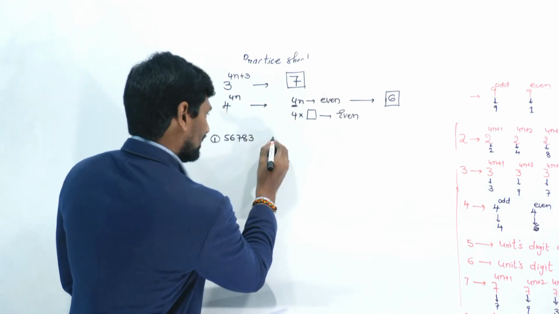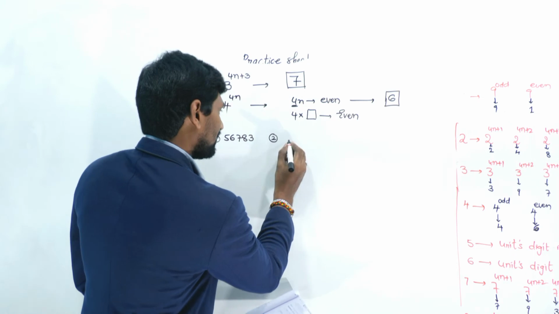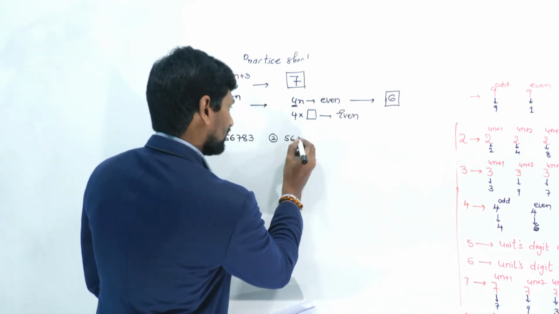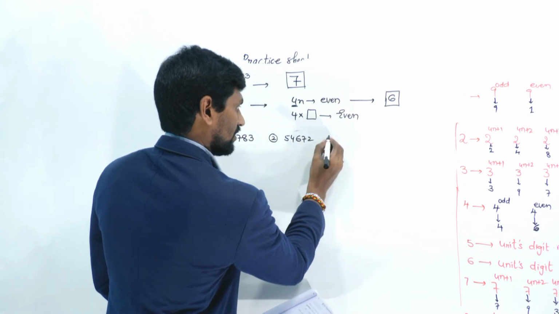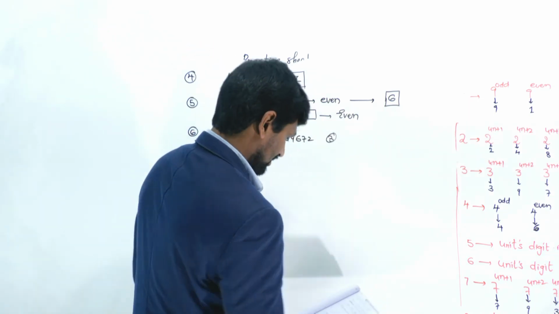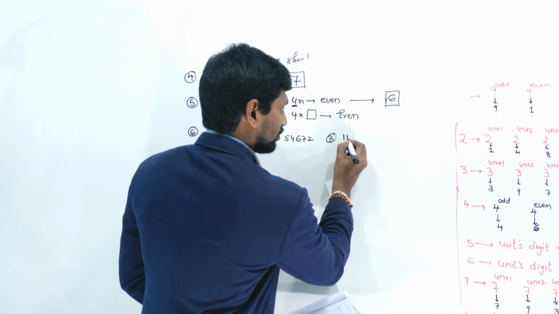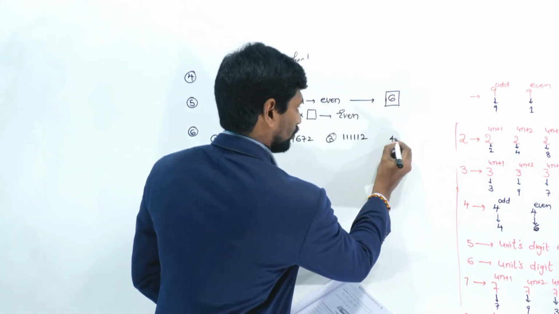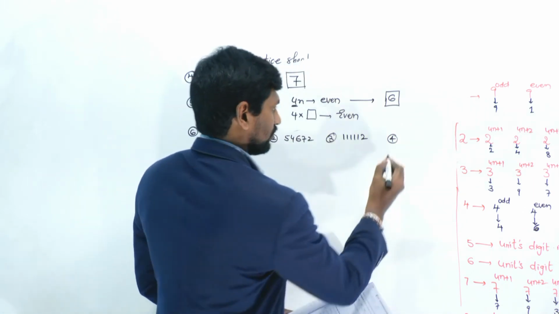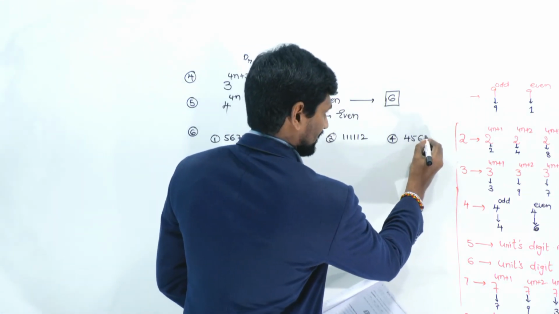56,783, and second option 54672, and the third one is 1 2 3 4 5 times 1 1 times 2, and fourth option is 45675.